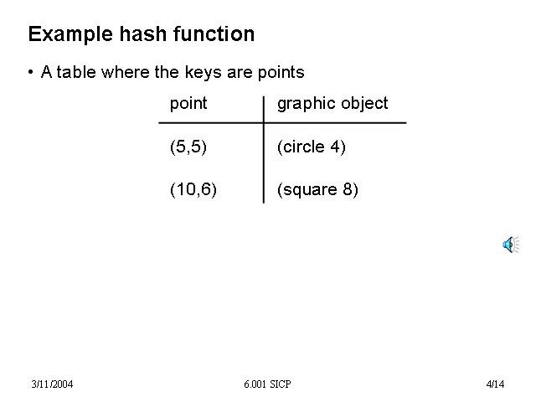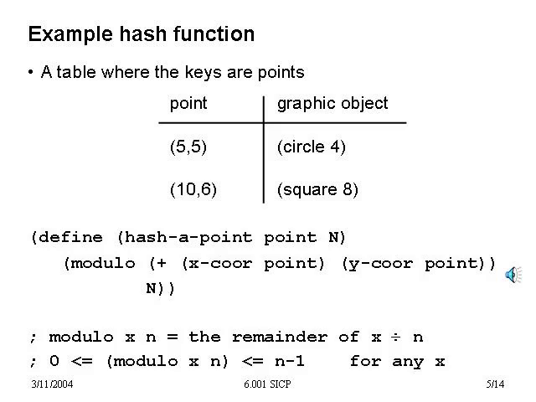For us, the question is, how do I create a hash function that would take points as input and compute a number between 0 and 1? So for our purposes, the real question is, how do we build a hash function? And here's a simple one for this little example.